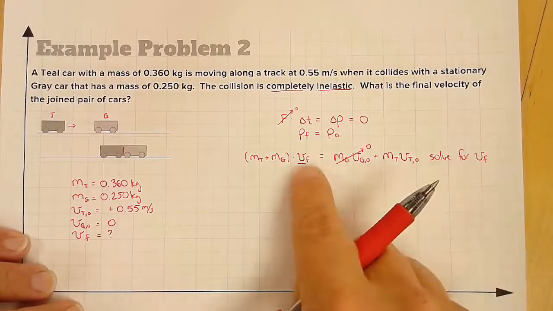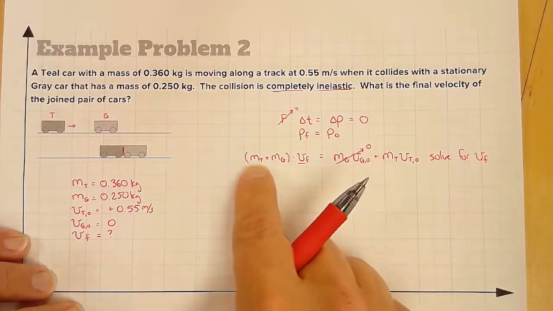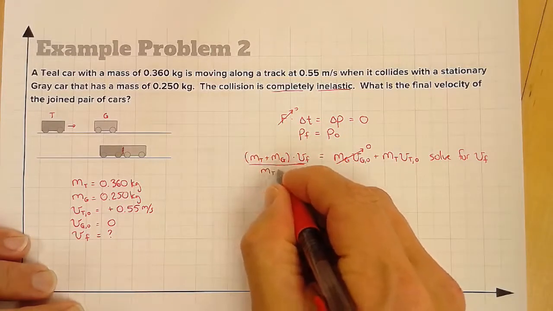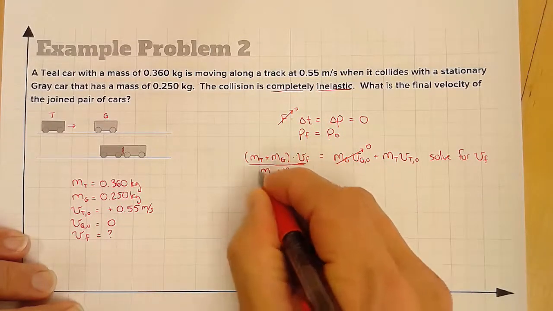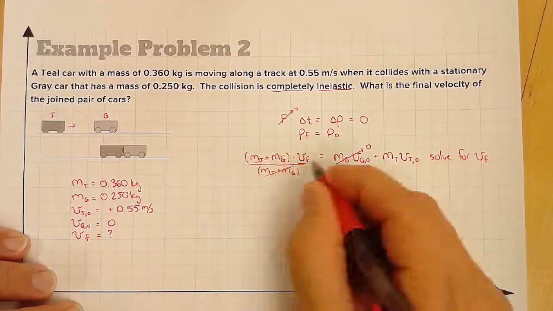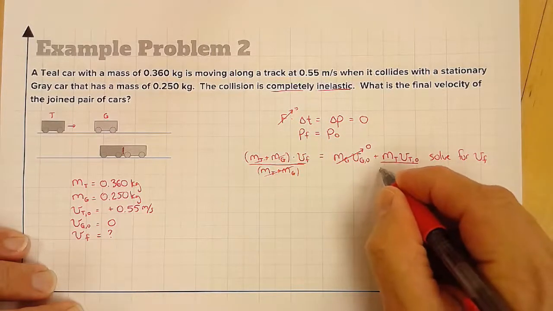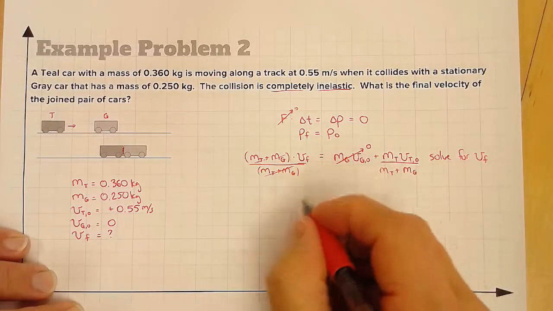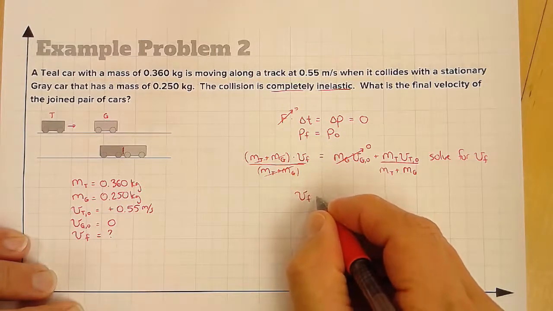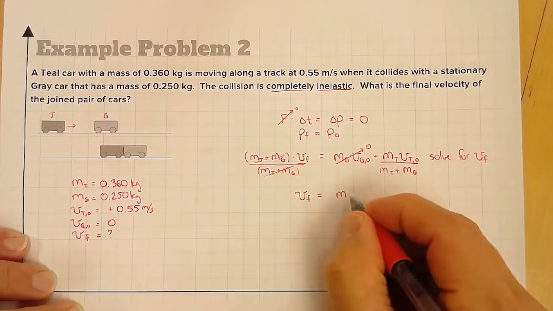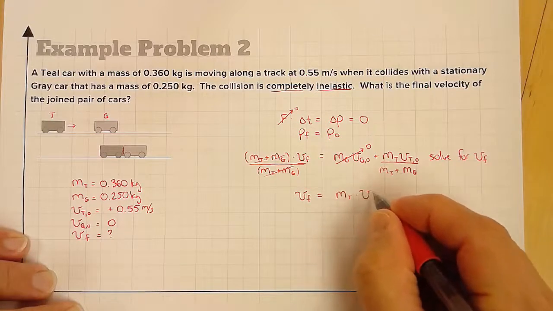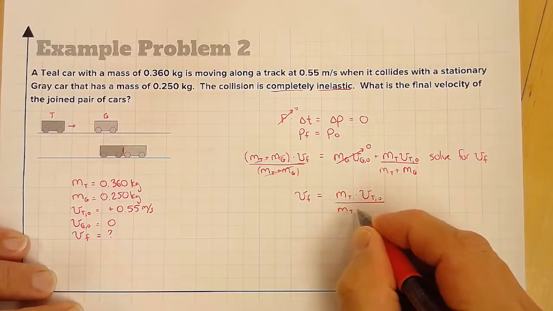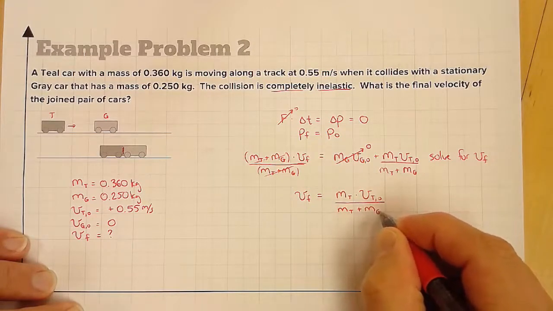So if the velocity of the gray car initial is 0, this entire term disappears. And so, to find the velocity final, we can divide both sides by the teal car plus the gray car mass. So divide this side by it, that'll cancel. And divide this side by it. So this is the mass of the teal car plus the mass of the gray car. And so we end up with an expression, the final velocity of the pair joined together is going to be the mass of the teal car times the velocity of the teal car initial, all divided by the combined mass, which is the mass of the teal car plus the mass of the gray car.